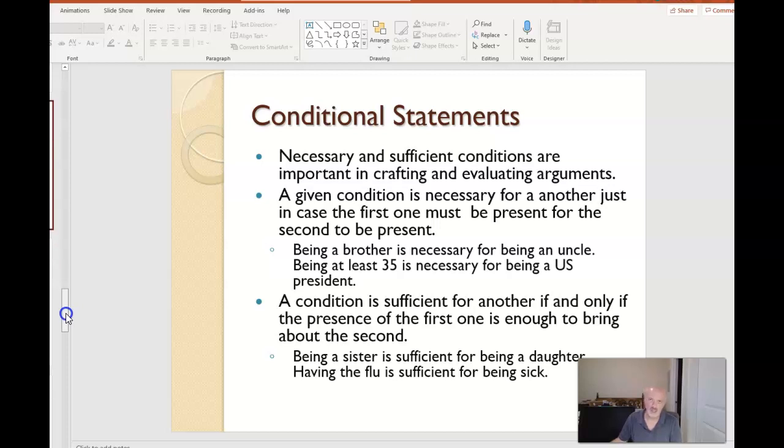condition. So if I say, if it rains, practice will be canceled, raining would be a sufficient condition for practice to be canceled, and practice being canceled would be a necessary condition for it having rained. And if you think about it that way, I think it makes a lot of sense.